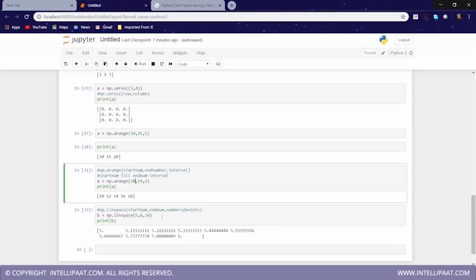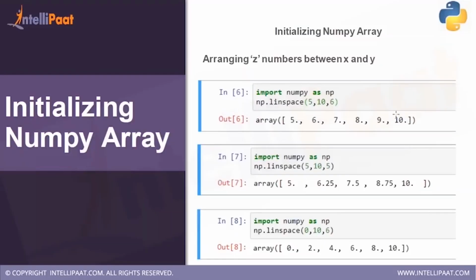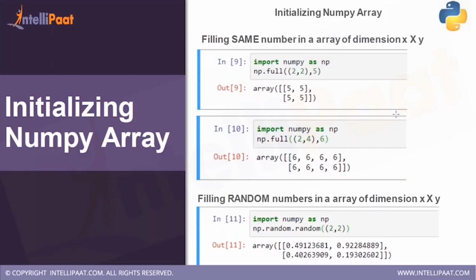In linspace, we again take three parameters: the start number, the end number, and then the number of points. If we give a start number and end number and split it into 10 points, then we will get 10 points between the start number and end number. That is the difference between linspace and arange. We will be using all these functions heavily when we go for data science, and you will see how we do that when we discuss the data science concepts.